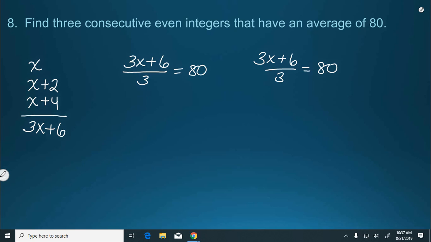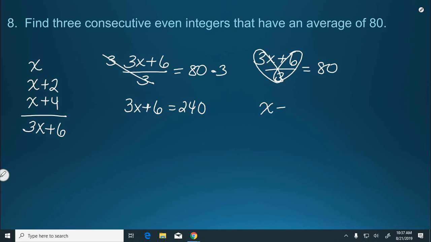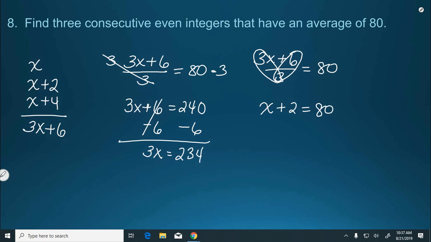So if I multiply both sides by 3 first to get rid of that denominator, I get 3x plus 6 equals 3 times 8 is 24, keep the 0, 240. Over here, if I divide both of these terms by 3, I get x plus 2 equals 80. Now over here, I would subtract 6 from both sides. So 3x equals 234. Here, I just subtract 2, and I get x equals 78. So this should be 78.